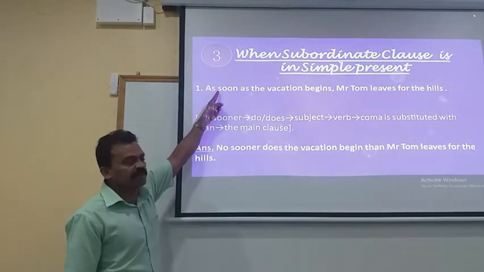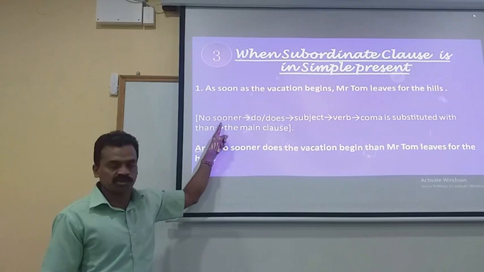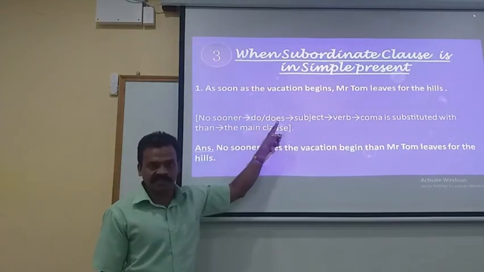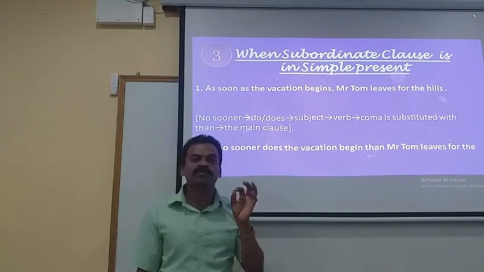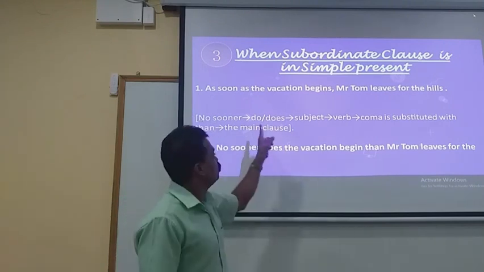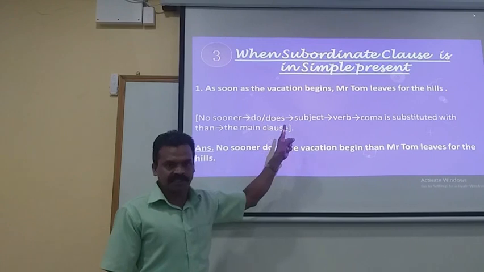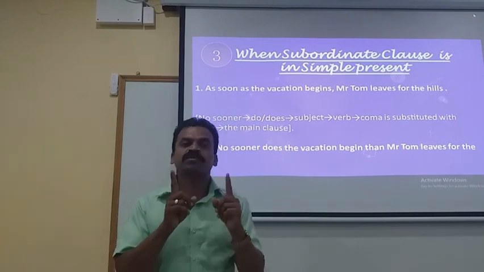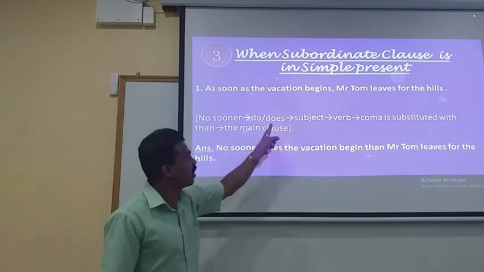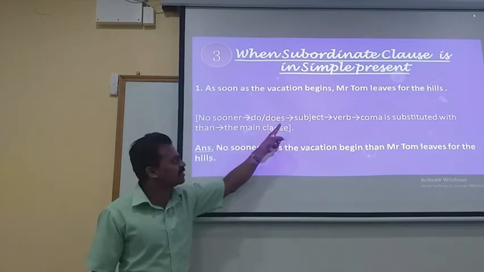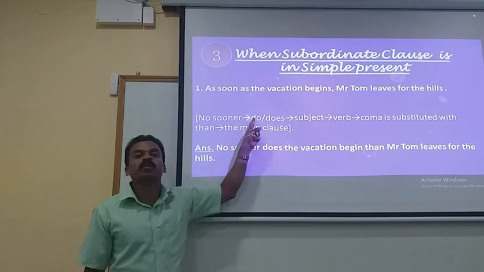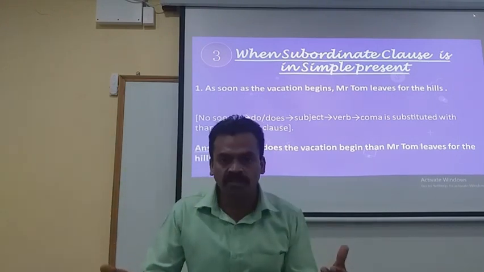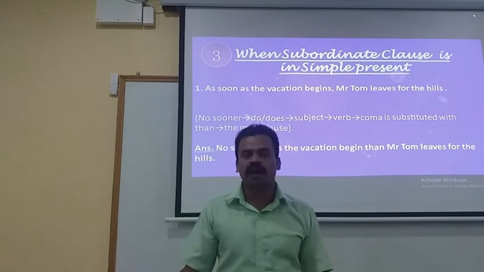As soon as will be replaced with no sooner. Immediately after that, do or does. That's a point to be very clearly observed. When the subject is singular, we have to make use of the singular form, that is does. Does is singular, whereas do is plural. We already saw that when we add s or es to the verb, the verb becomes singular.